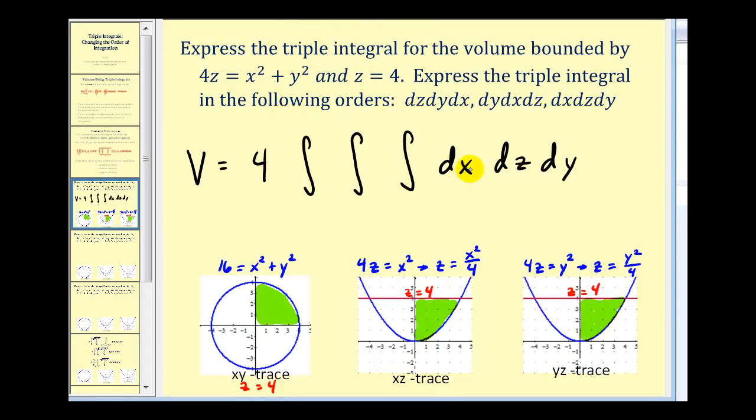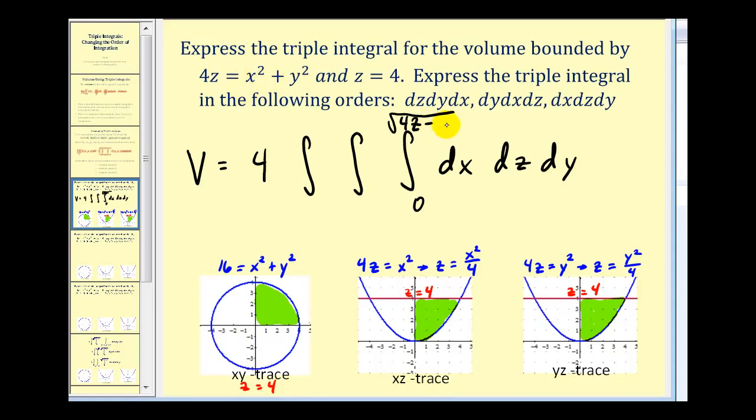So the limits of integration for x must be expressed as a function of y and z. Looking at these two traces here, we can see that x starts at 0 and goes out to the curve, and these curves are a slice of the paraboloid, so x will go from 0 all the way to this equation here, solved for x. So we'll have the square root of 4z minus y squared.